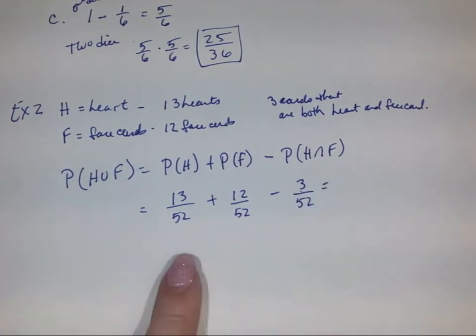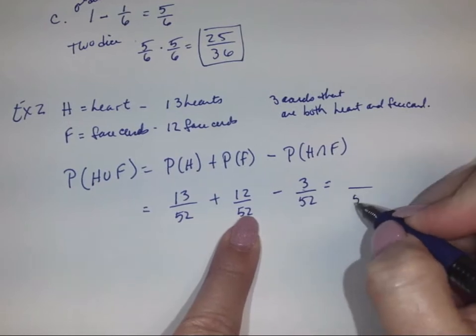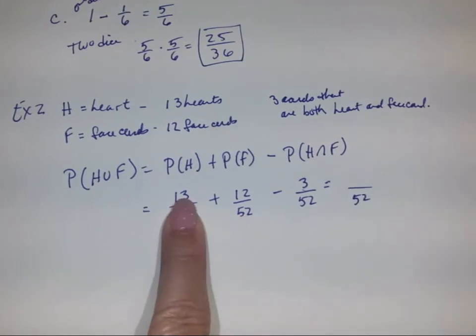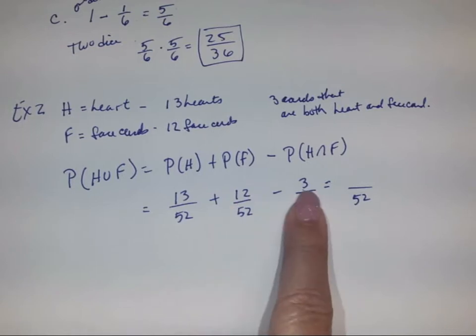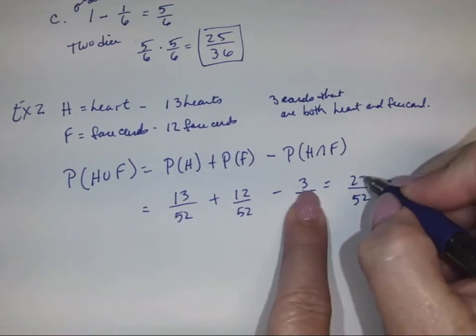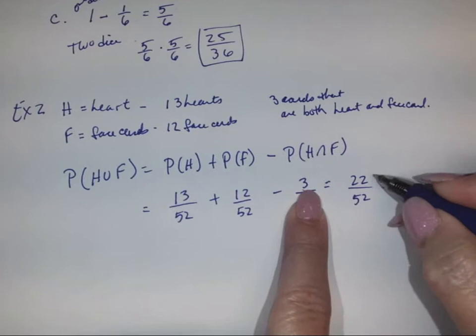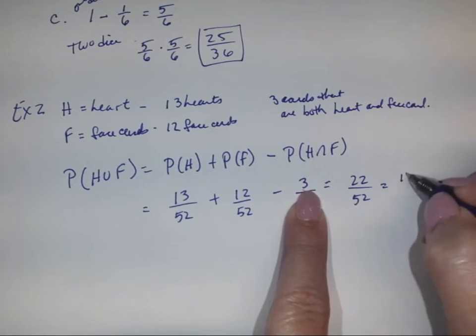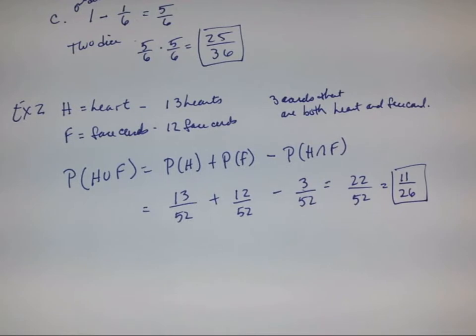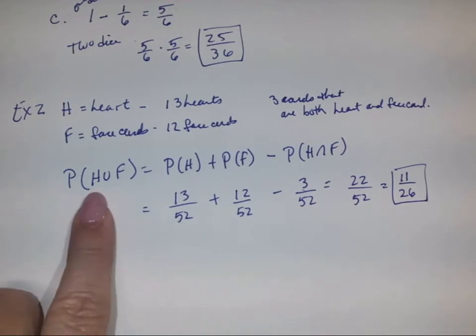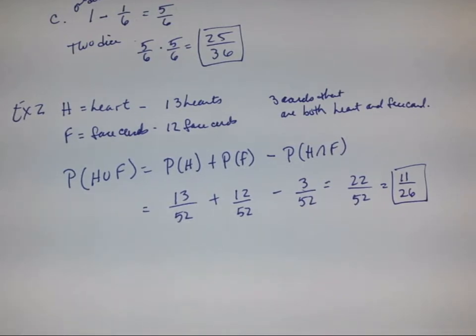And we're adding like fractions. So over here we'll have 52. We have 13 plus 12 is 25. Minus 3 will get us 22. And this will reduce by 2's because they're both even, so we'll end up with 11 out of 26. So that is the probability of the union of hearts and face cards.